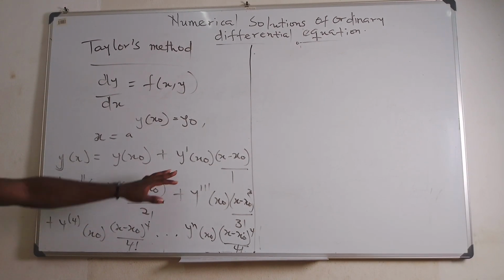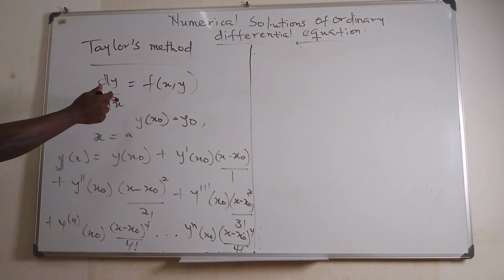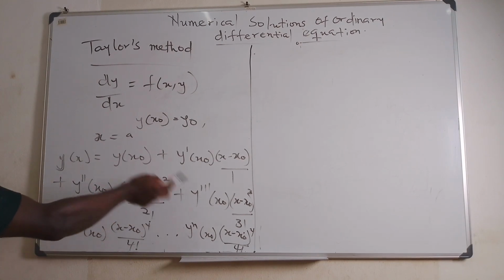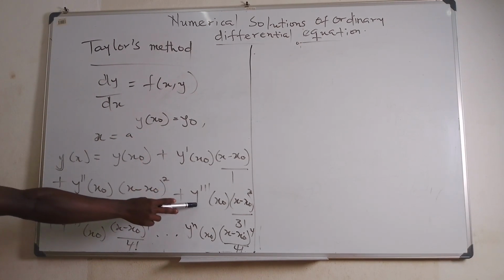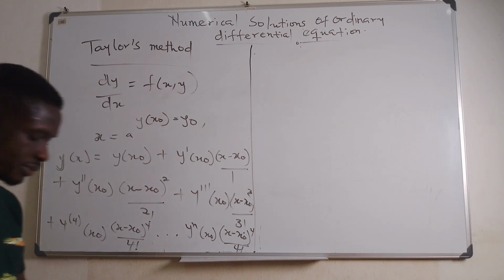Now we know y prime, but we don't know y double prime. So we differentiate this one to get y double prime. And when you get y double prime, we differentiate again to get the next one too. Very good. So let's take a question for instance.